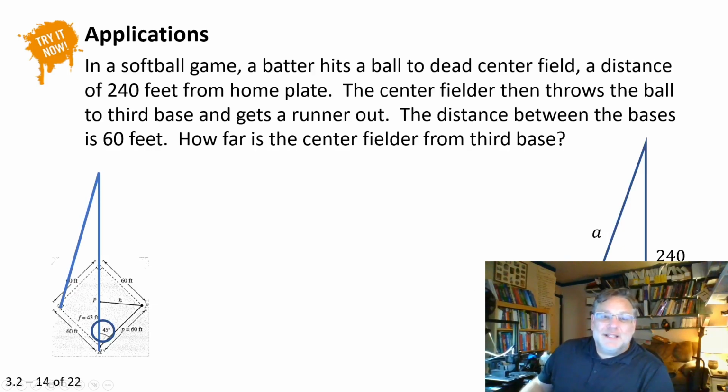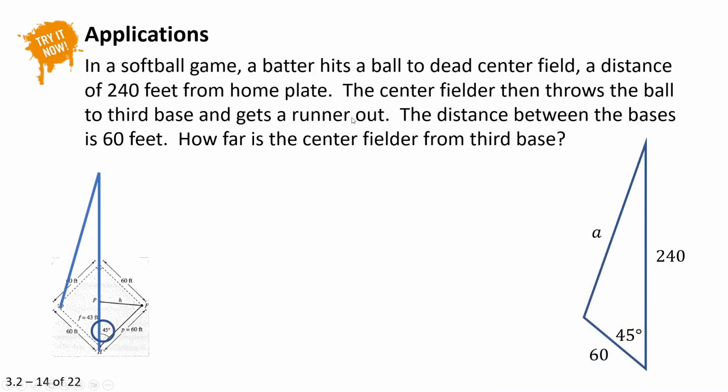All right. Let's take a look at this one here. I'm going to block out myself here. In a softball game, a batter hits a ball to dead center field, a distance of 240 feet from home plate. The center fielder then throws the ball to third base and gets a runner out. The distance between the bases, again, is 60 feet. And how far is the center fielder from third base?